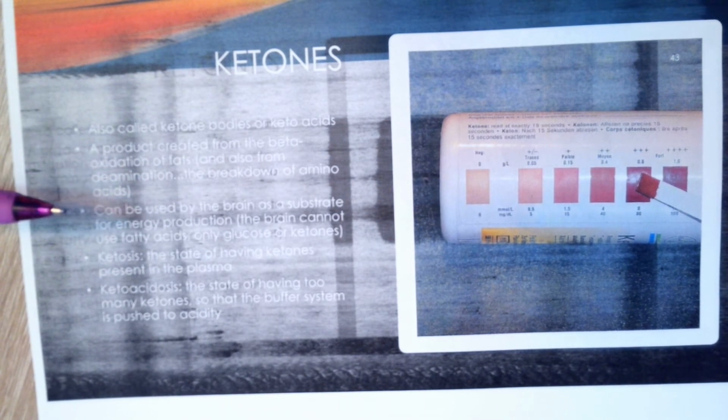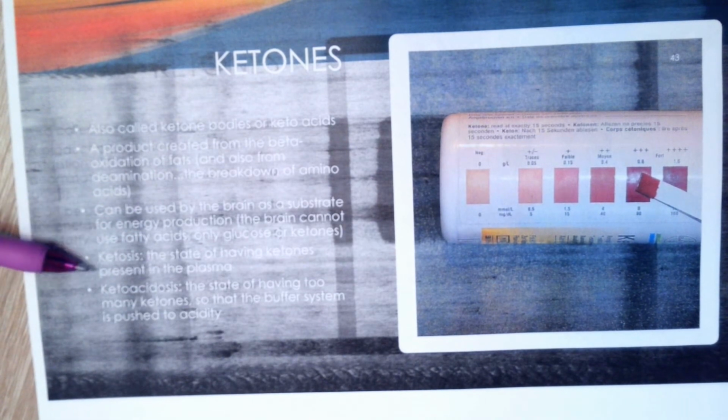Ketones are important because when you don't have glucose as a substrate to make energy, the brain can use ketones. The brain cannot do beta oxidation. It can't break down fatty acids in order to make energy, neurons just generally. And so you need to have either glucose or ketones for the brain to work. If you have neither of those, you're in trouble because your brain's not going to work.